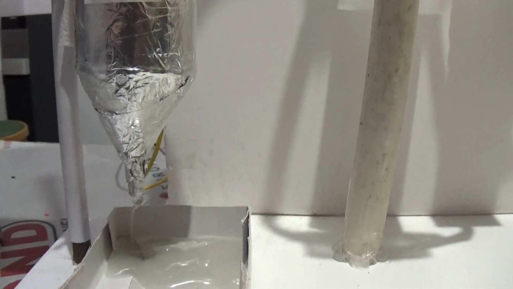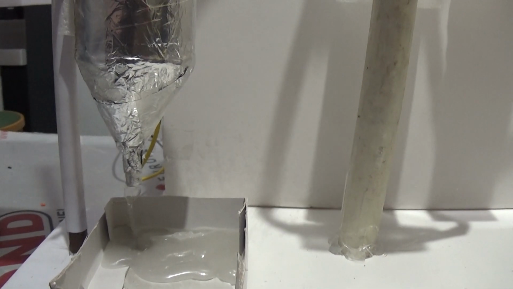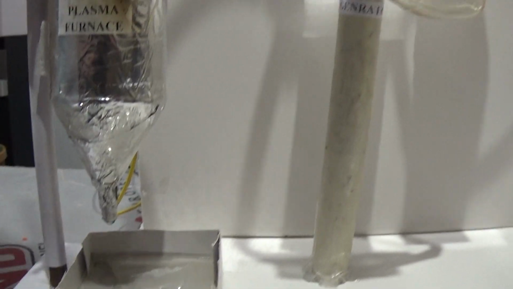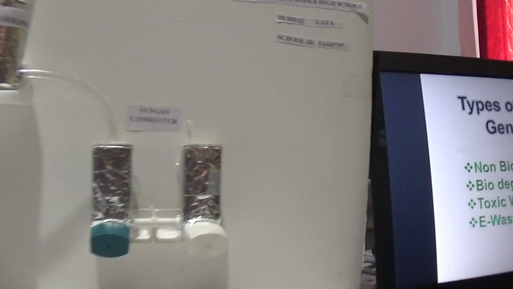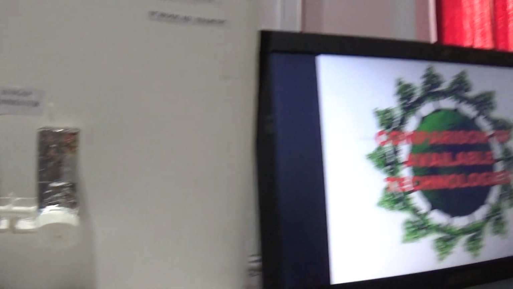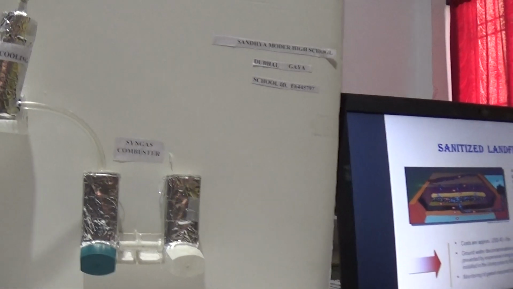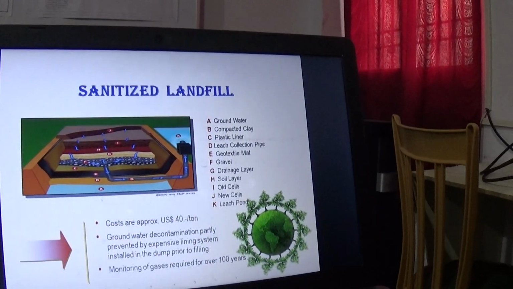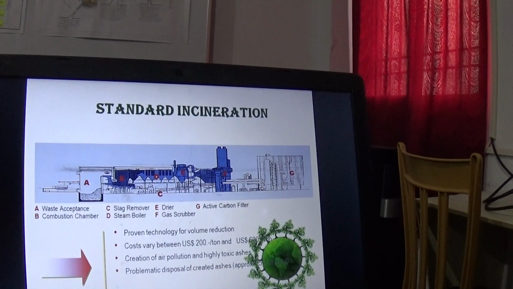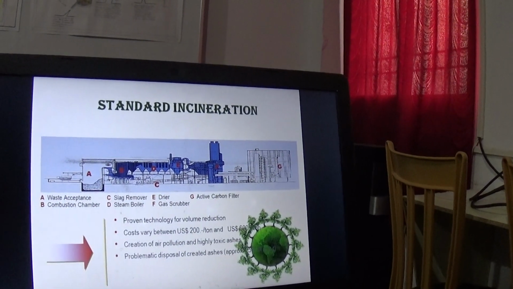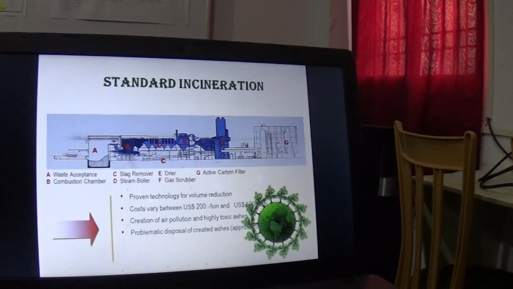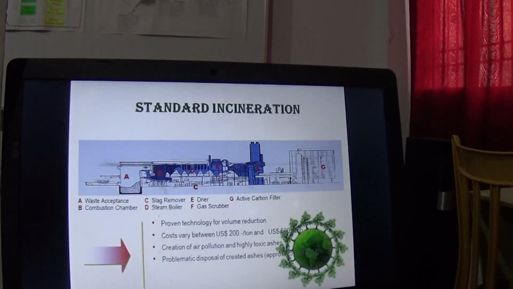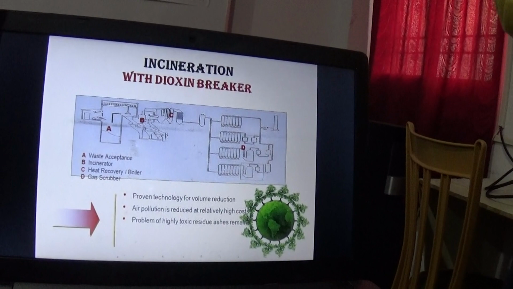We can see the condition of Delhi, how much pollution we are creating, and what the demerits of the present technology that we are using are. Present technologies for using waste include synchronized landfills and standard incineration. Here power is generated in the process, but we burn the waste directly. There are demerits of this process, and we are not able to manage it easily.